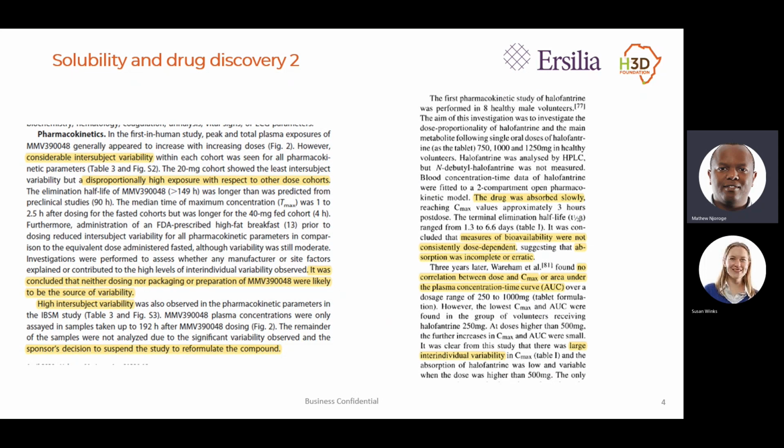Basil will be speaking about Cmax in a while. And then large inter-individual variability. Of course, you'll note that these compounds did actually make it to clinical studies.